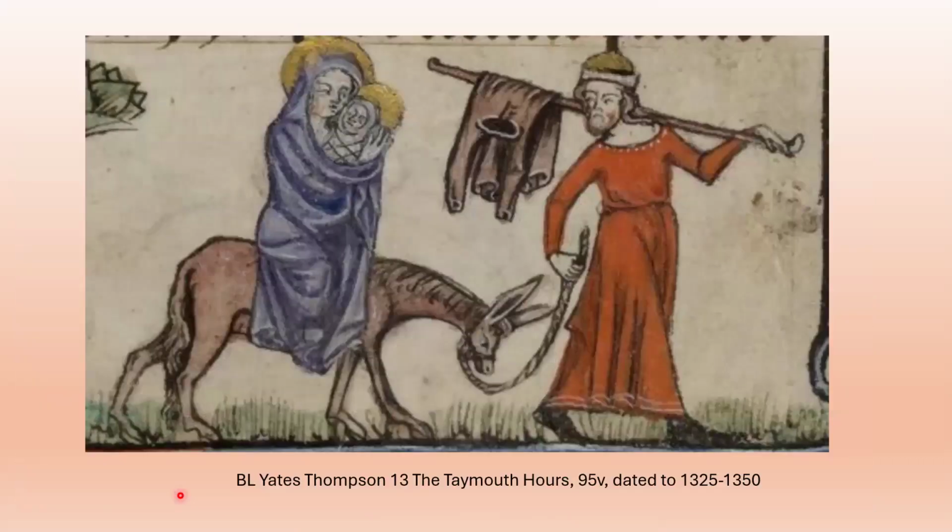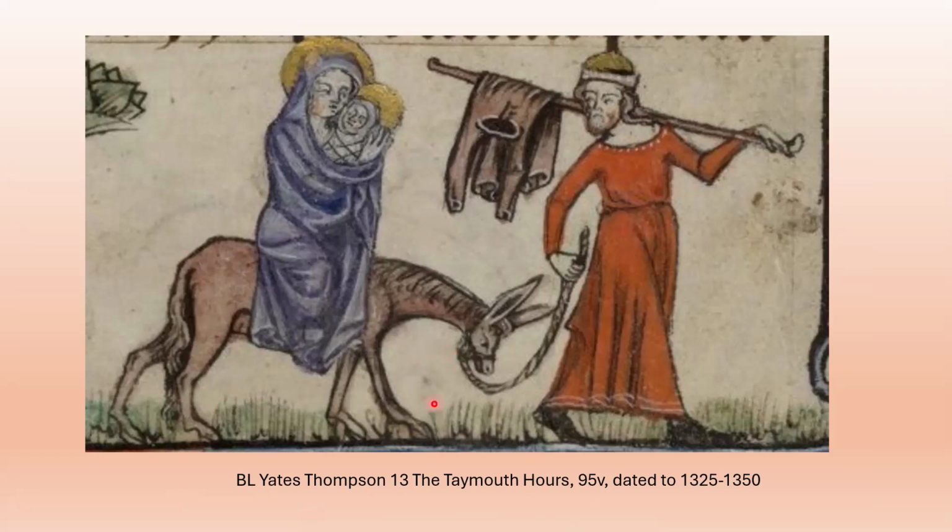And a very similar image from the Deimos hours. So mid 14th century, first half of the 14th century. Again, we have Joseph who's carrying the staff and leading the donkey. But this donkey is very different. It's like a very low quality animal. You don't really want this donkey on your yard, okay?